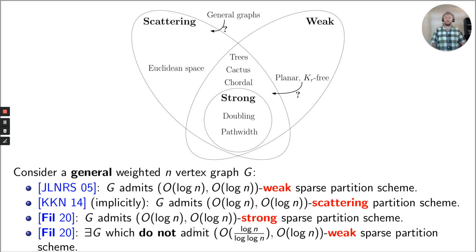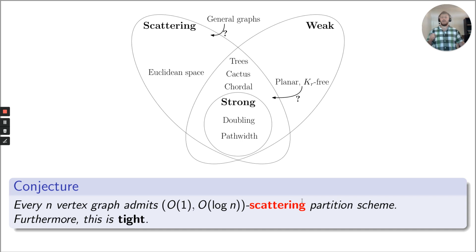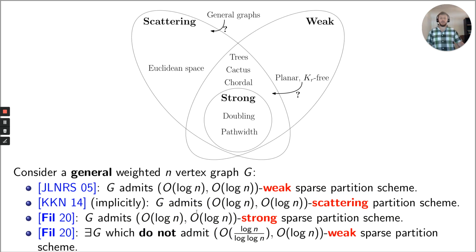The only question left here: what about scattering partitions? We don't have a lower bound. We have some evidence that you cannot get constant. But we conjecture that you actually can do better with scattering partition than with weak sparse partition. We conjecture that we can admit constant, log n scattering partition scheme, and this is tight. So in a sense, you can construct paths of length about the cluster diameter while intersecting only log n clusters, and note that removing this O here gets it to a constant.